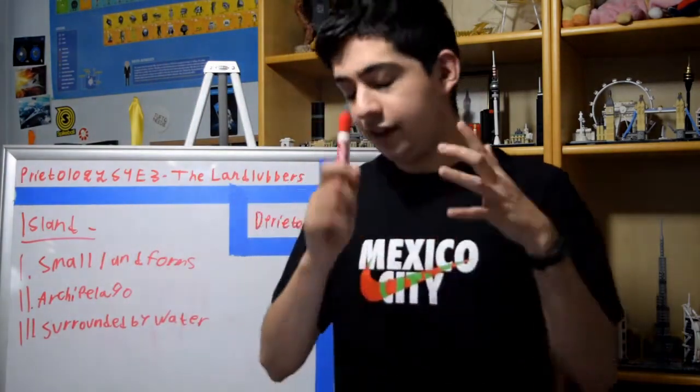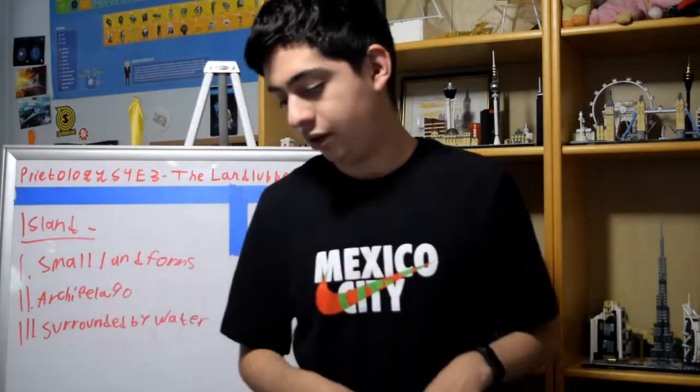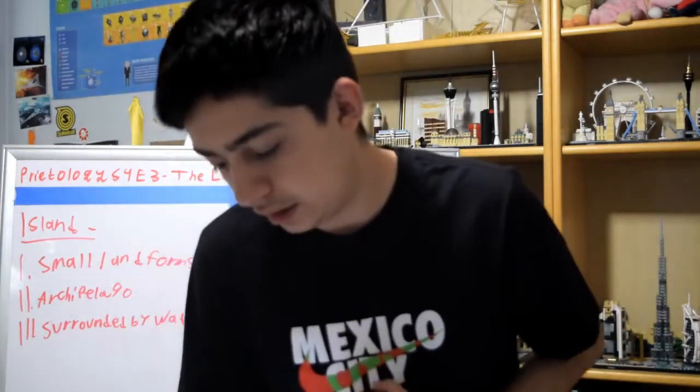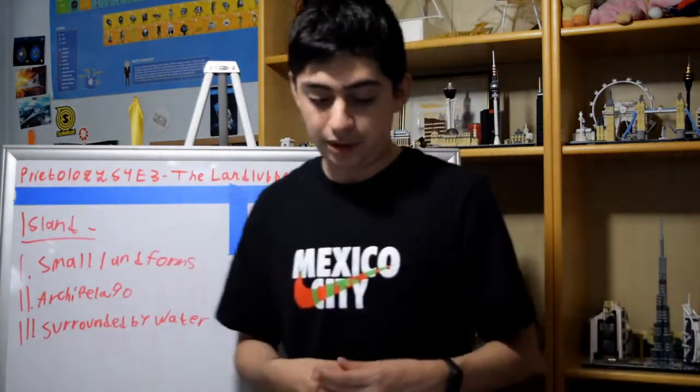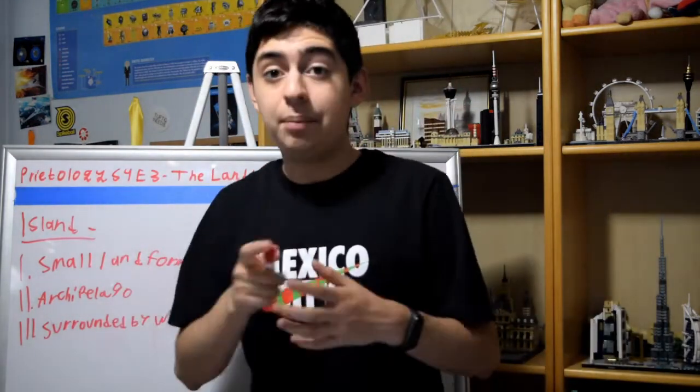So Hawaii, that is an archipelago. Malaysia, that is an archipelago. What else do we got? Caribbean, places like the Bahamas, that's an archipelago. Maldives are an archipelago. Like I said, it has to be surrounded by water.